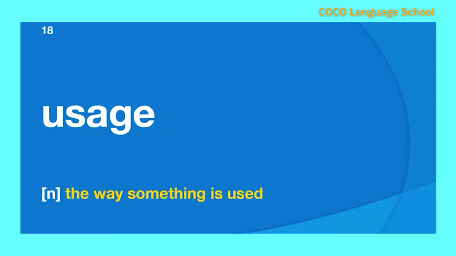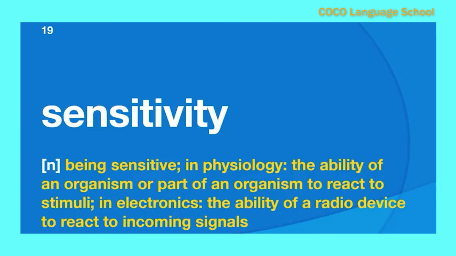The way something is used. Usage. Being sensitive in physiology, the ability of an organism or part of an organism to react to stimuli; in electronics, the ability of a radio device to react to incoming signals. Sensitivity.